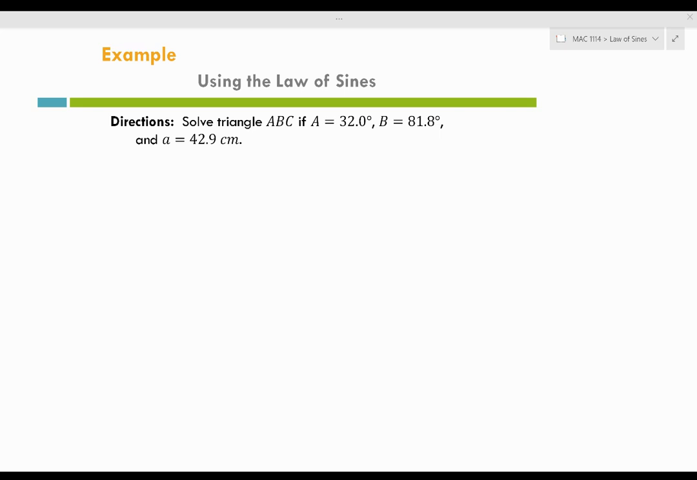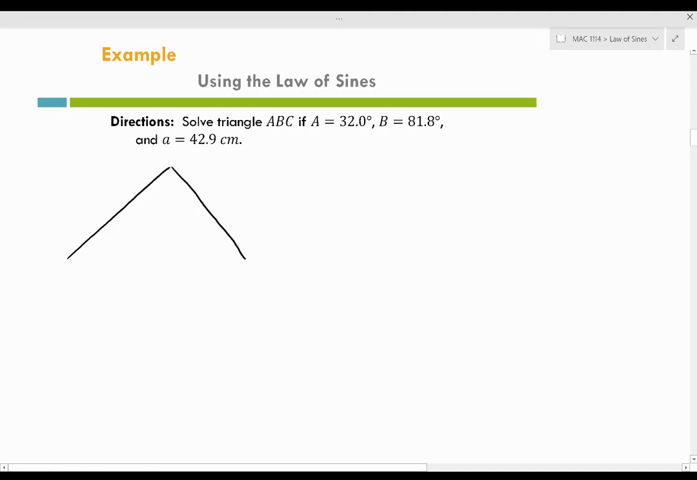All right, you guys, we're going to do our first example using the law of sines. So our directions say solve triangle ABC if A equals 32 degrees, B equals 81.8 degrees, and little a equals 42.9 centimeters. Okay, so the first thing I'm going to do is draw a triangle.